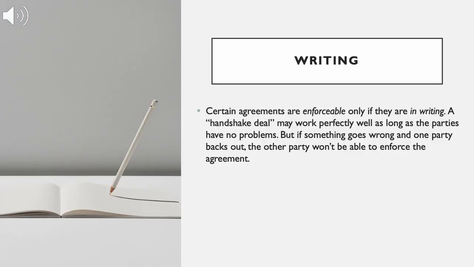In writing. Certain agreements are enforceable only if they are in writing. A handshake deal may work perfectly well as long as the parties have no problems, but if something goes wrong and one party backs out, the other party won't be able to enforce the agreement.